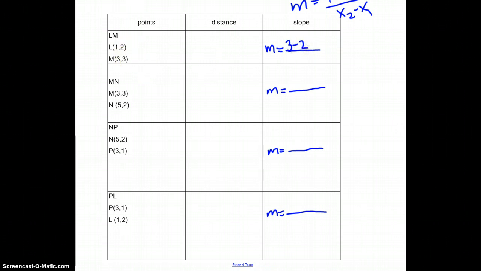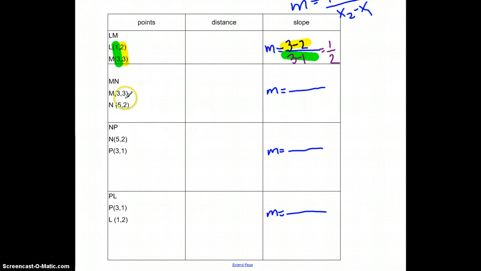Notice that that is, let me turn my highlighter on. That is just this pair right here. And then I'm going to do this pair here. So remember, the y's are going to go on top, and the x's are going to go on the bottom. So on the bottom, it's going to be 3 minus 1. So this ends up being 1/2. Now anything else that will have a slope of 1/2 is going to be parallel to it. So we're going to keep going.